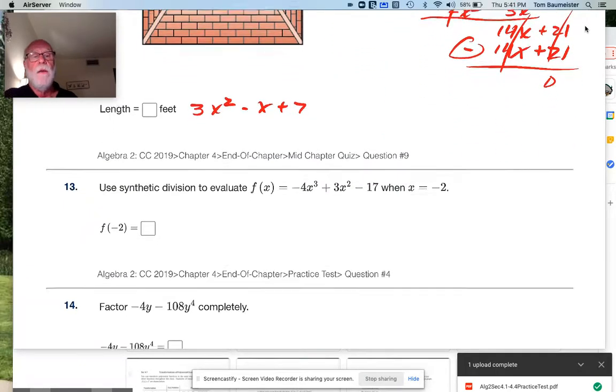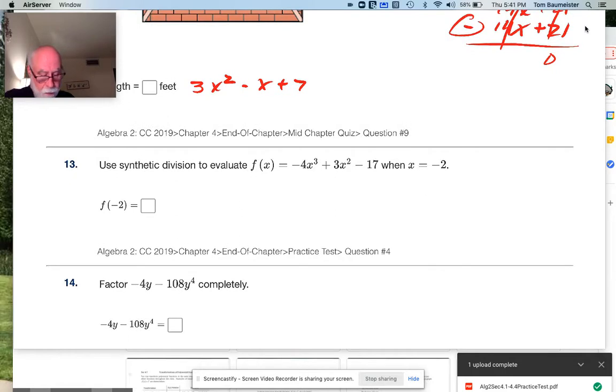I really had a hard time finding a synthetic division problem that I liked, ladies and gentlemen. So I did find this one. Use f of x is equal to negative 4x cubed plus 3x squared minus 17. Remember, we're going to have a lot more of these when we factor out other stuff. So I'm not really that concerned, because you will see that I will be doing this. So what we have to remember is that f of negative 2, that will be our remainder.